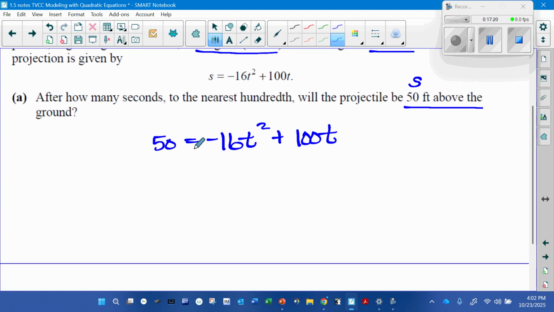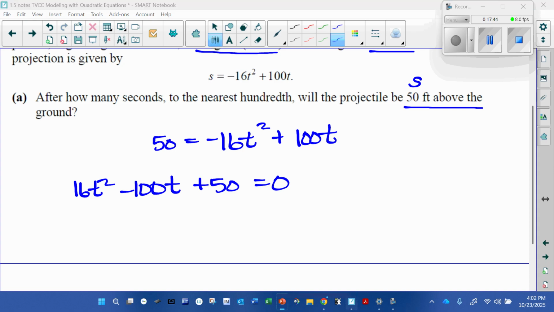So we're going to move everything over here because I want the 16 to be positive. It just makes life a little bit easier. So we're going to move the 16, so it'll be a positive 16 t squared. We're going to move the positive 100, so that's going to make it negative 100 t plus 50 equals 0. All right, so let me go here and find my, there we go.